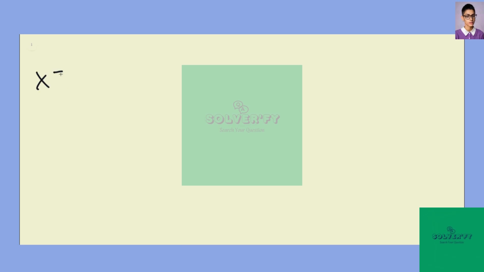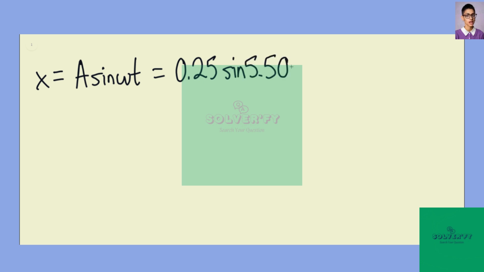So here we have the general equation, x equals A sine of omega t, and specifically this equals 0.25 times sine of 5.50 t. So essentially here for part A, when they want us to find the amplitude, we simply relate this equation to this equation. So the amplitude is going to be 0.25 meters, and this would also be classified as the maximum x position.